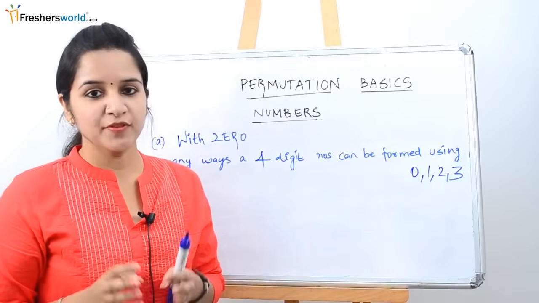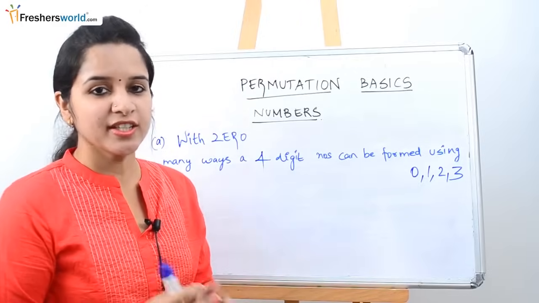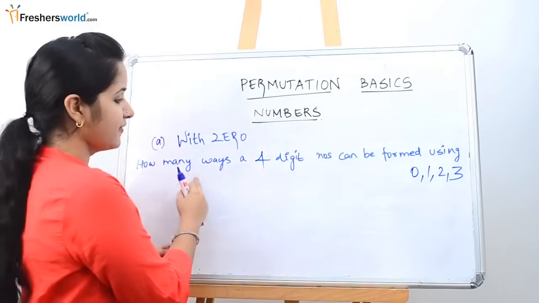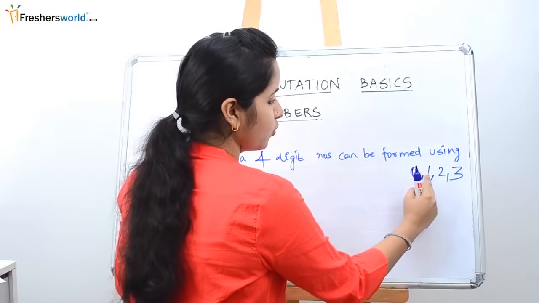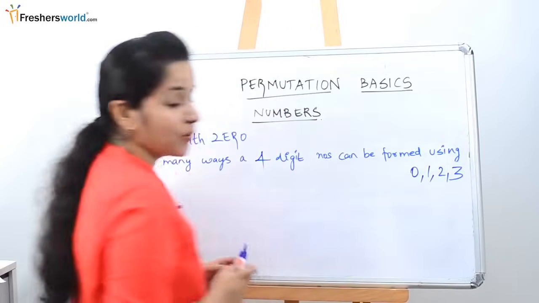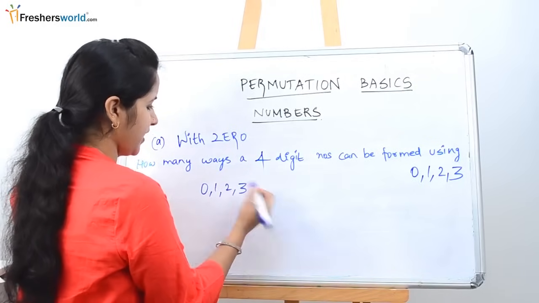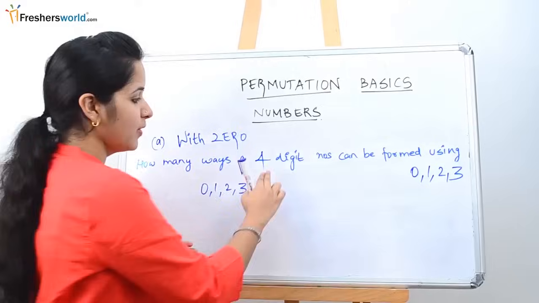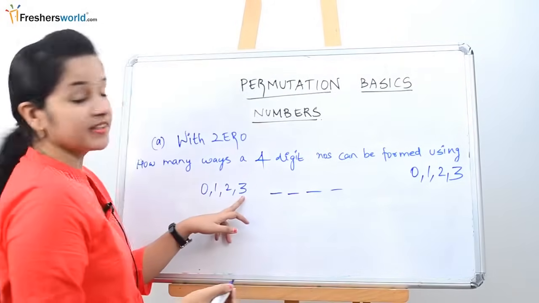The next type of sum we see in numbers is with 0 in the question. Let's take an example. How many ways can a 4-digit number be formed using 0, 1, 2, 3? What are the numbers they have given? 0, 1, 2, 3. How many digits do we have to form? 4-digit numbers.